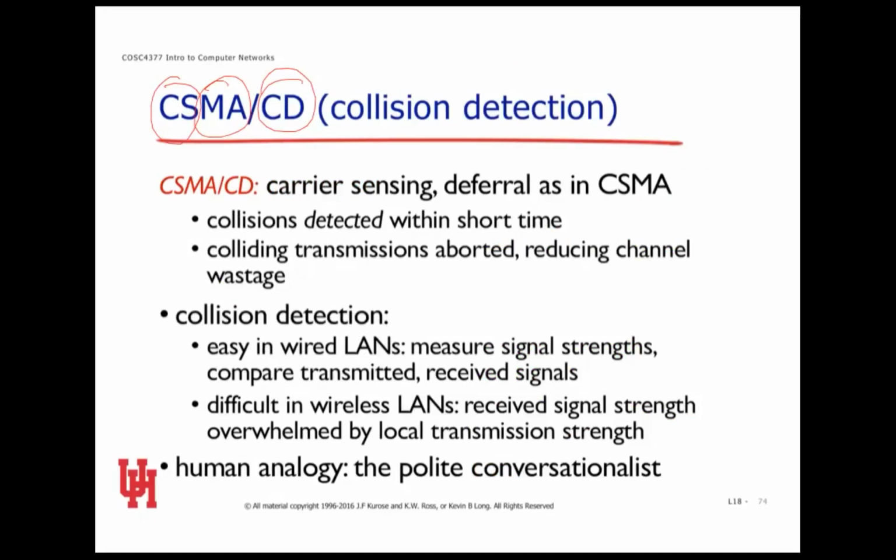Okay, so collision detection, it's easy in wired LANs. It's really difficult in wireless LANs. Why is that the case? And here's why. When I was A and you were D, and I sent a signal towards you, and right before it made it to you, you sent a signal. This is supposed to be a box, not a letter. And you sent a signal as well.